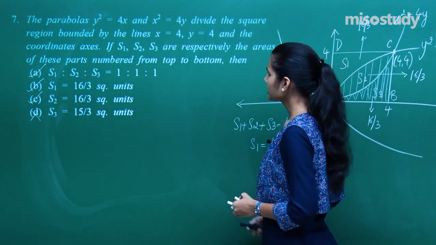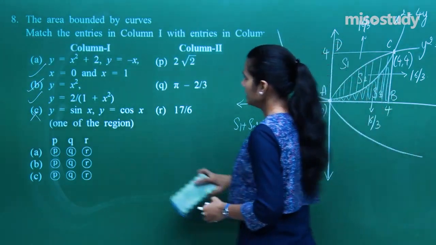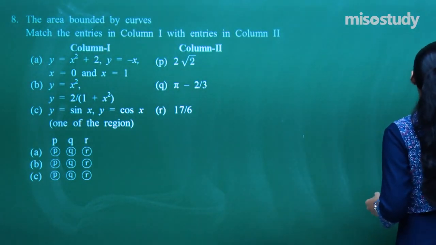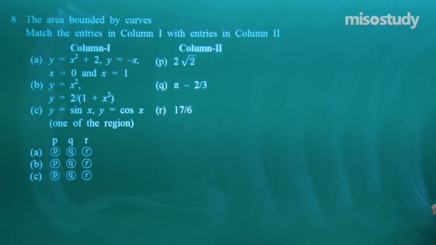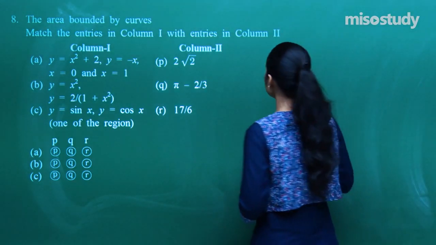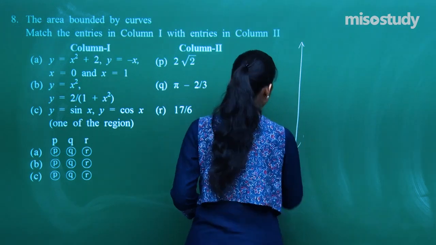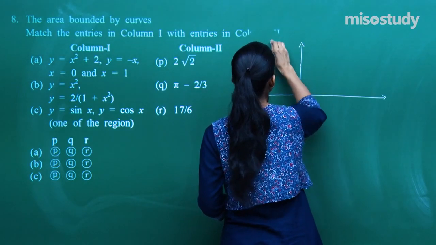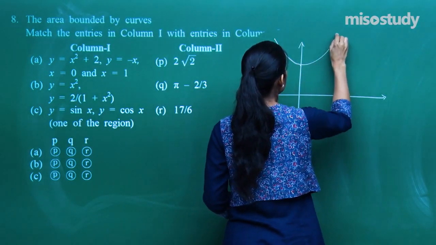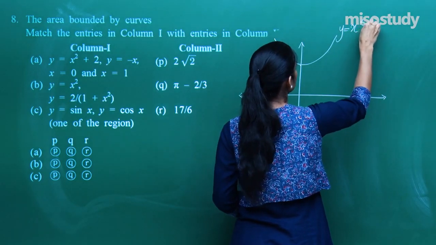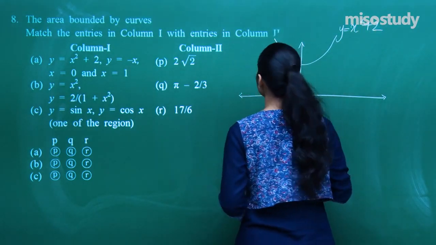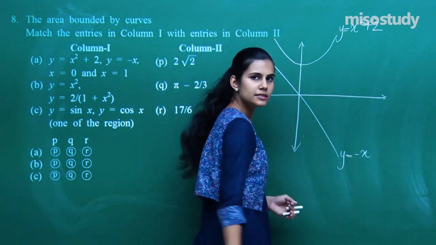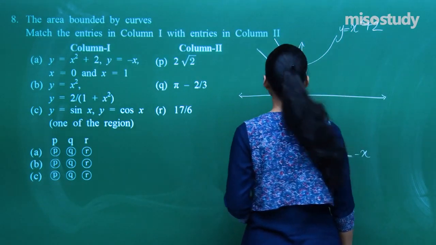Clear? Moving to the next one, let's see what we have. Here the question is about computing the areas and then matching the figures or functions in the first column to their corresponding areas written in the second column. First is y equals x square plus 2. When x is 0, y is 2. It is somewhat like this. This is y equals x square plus 2. And you have y equals minus x. This is y equals minus x. And x equals 0 and x equals 1.